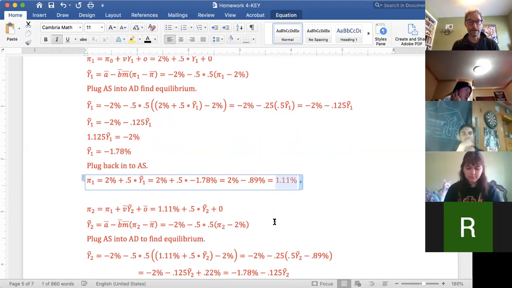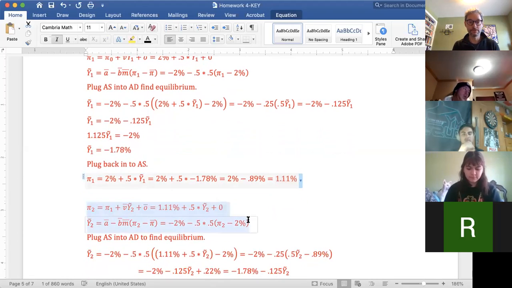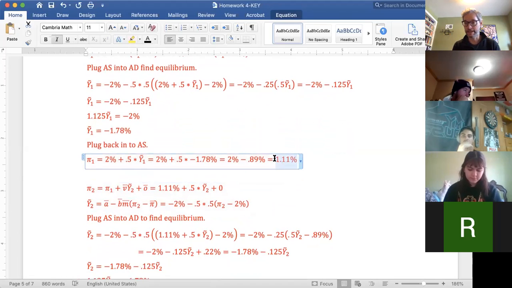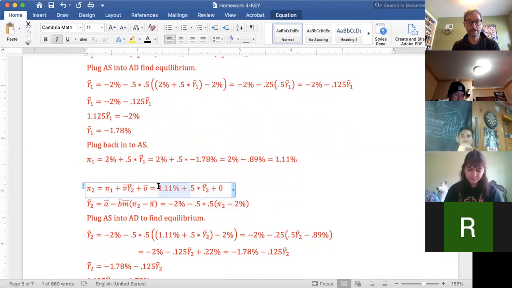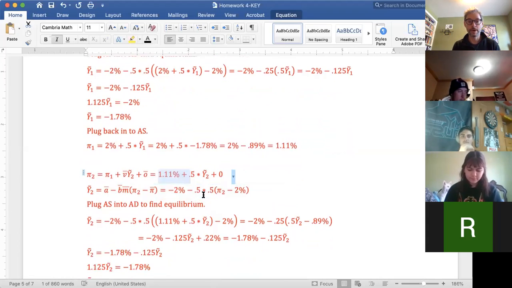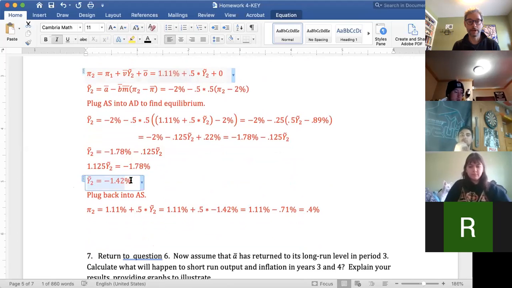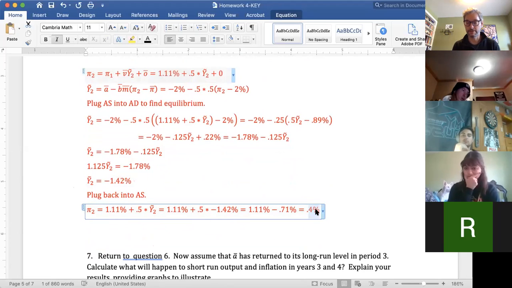What happens in the second period? In the second period, you have the same 2 equations. The one thing that's changed, though, is now you're solving for short-run output in period 2, and inflation in period 2. But the most important thing to remember is what inflation was from period 1, which you just calculated up here. It's 1.11%. So you plug 1.11% in here for inflation in period 1. You have 2 equations and 2 unknowns. You solve them, and what do you get? You get short-run output of -1.42 and inflation of 0.4%.